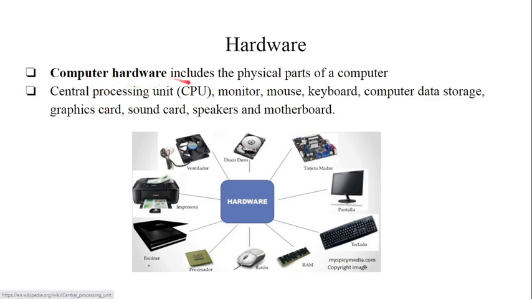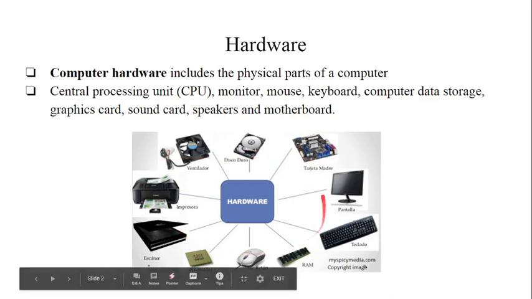Computer hardware includes the physical parts of a computer, like the central processing unit, monitor, mouse, keyboard, computer data storage, graphics card, sound card, speakers, and motherboard. So all these are examples of hardwares because we can touch and see all these parts.